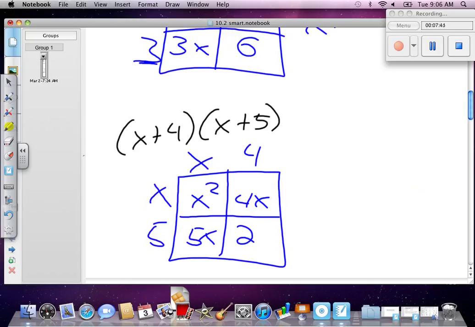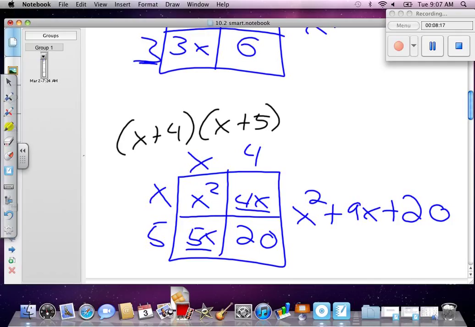20. There's no x. Which ones are alike? Which ones could I put together because they're like terms? 4x and 5x, and when I add them together, what do I get? 9x. So I put x squared, because that comes first, because that's the biggest exponent, plus 9x plus 20. Okay? I think using the table is one of the easiest ways.